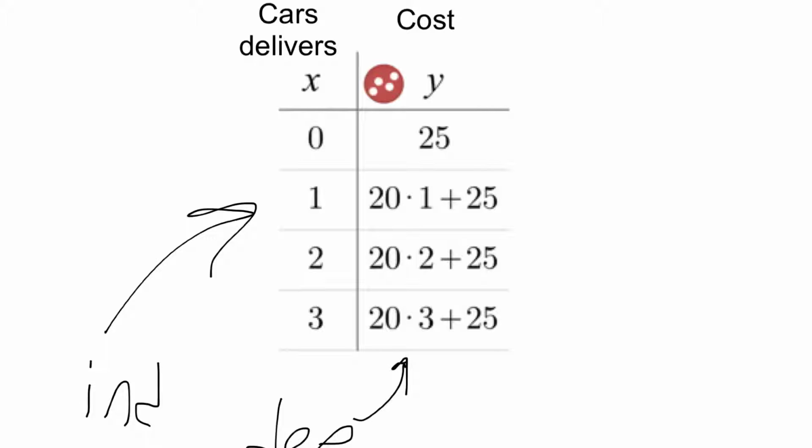Alright. Can someone help me calculate these? The first one is 25. That one's hard to calculate for us. What would the second one be? What's 20 multiplied by 1 plus 25? 45. Alright. So, just for delivering one car, how much does it cost them? $45. How much does each car cost?